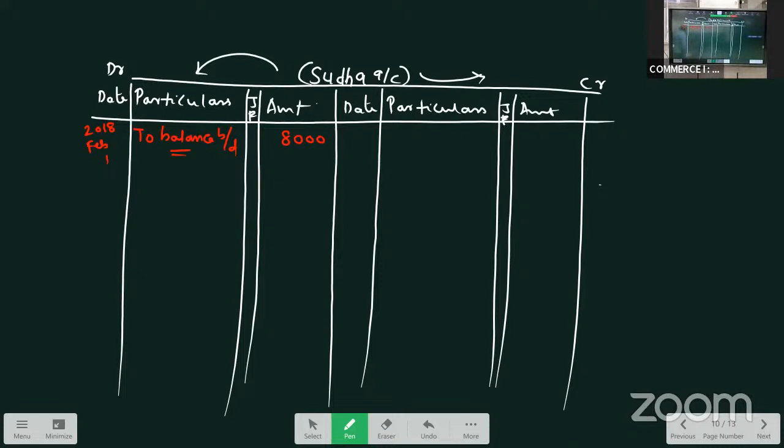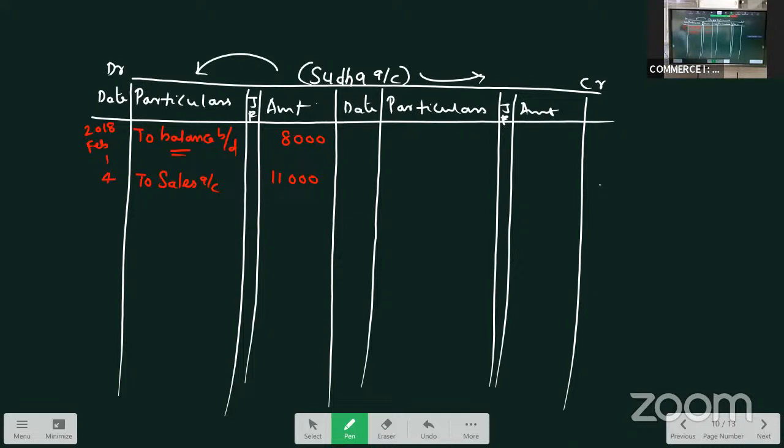The next one is goods sold to Sudha. We are selling goods to Sudha. So Sudha is receiving. Receiver is to be debited. Write it on the debit side. To sales. How much? 11,000. To sales, 11,000. That is on the 4th.